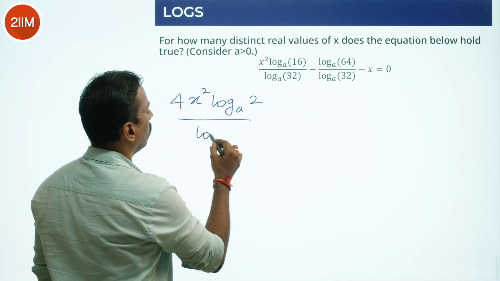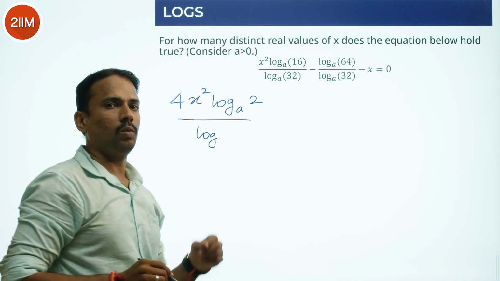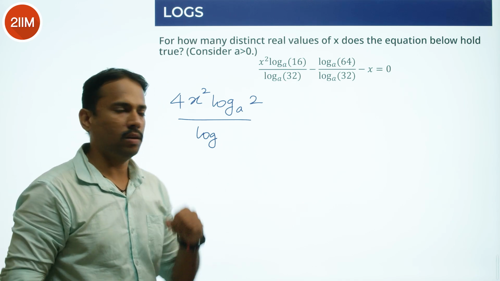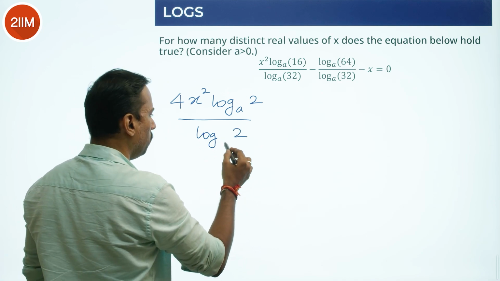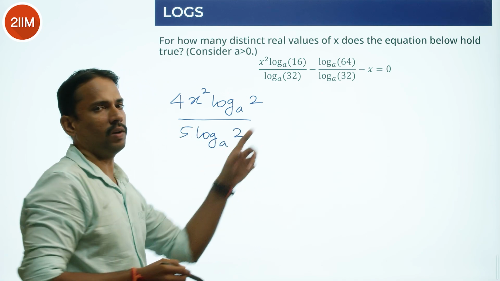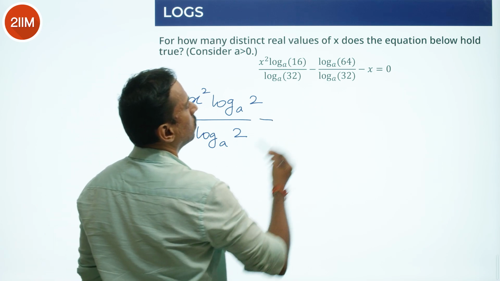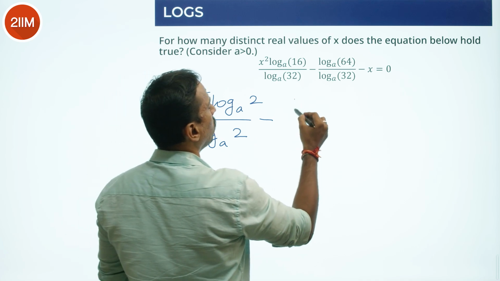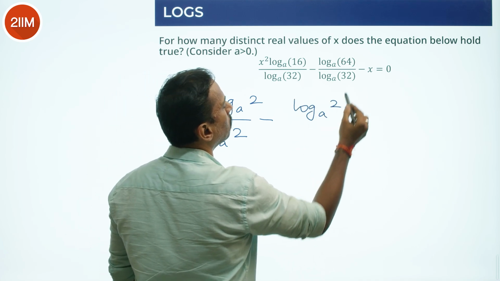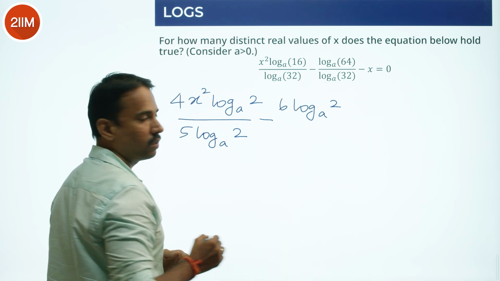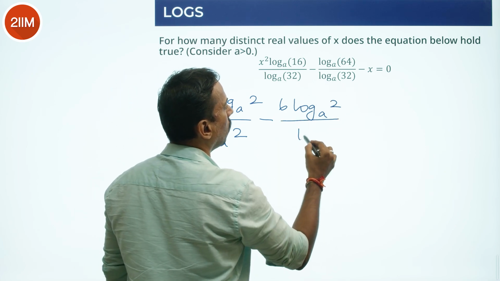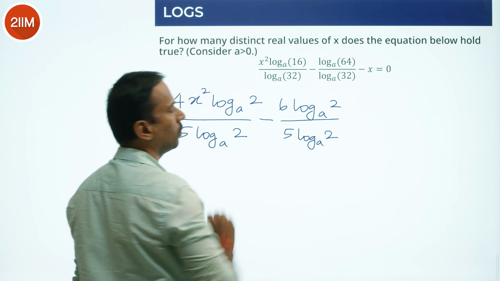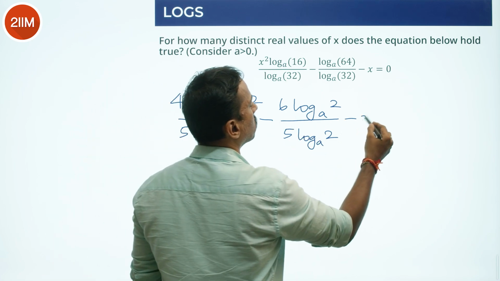I can do the same thing here. This is log 32. Once again, 32 can be written as a power of 2, which is 2 power 5. So log 2 base a, and I am bringing 5 to the front. Minus, doing the same thing here, 64 is 2 power 6, so this becomes 6 log 2 base a, bringing the 6 to the front. And here 32 is 2 power 5, bringing 5 to the front. Great. Minus x is equal to 0.